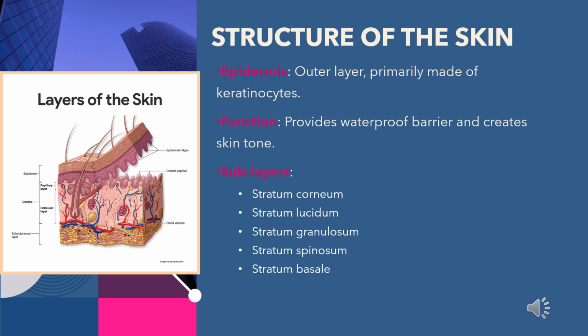Coming to the structure of the skin, it comprises three components: epidermis, dermis, and hypodermis. Epidermis is the outermost layer that is primarily made up of keratinocytes. What is the function of epidermis? It provides a waterproof barrier and creates the skin tone. So epidermis is further divided into 5 sublayers, that is stratum corneum, stratum lucidum, stratum granulosum, stratum spinosum, and stratum basale.